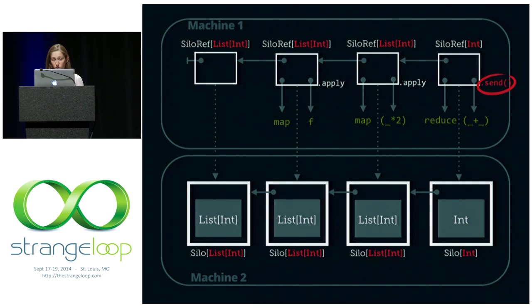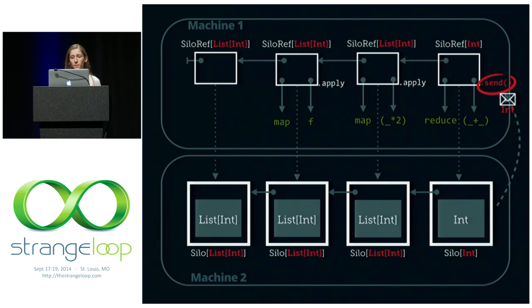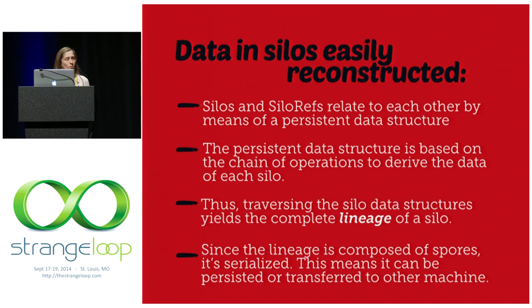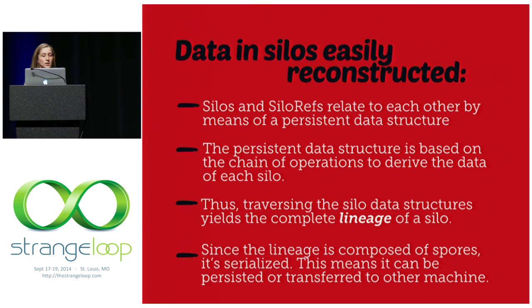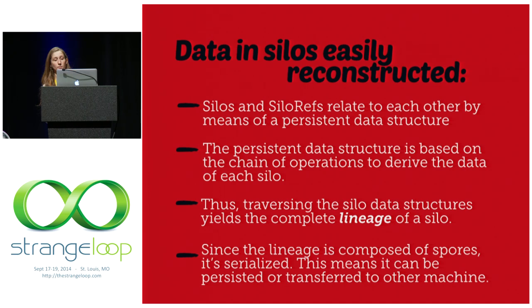So actually what you end up having is this persistent data structure that you build up. And so if you want your system to be fault tolerant, which means if something crashes or fails, you want to be able to restart something and rebuild what you lost, it's pretty easy, actually, given the structure and the way things are built up, to reconstruct one of these silos, because these silos and silo refs relate to each other via this persistent data structure. You have this tree-like structure, and you have all of the operations that you need to derive the data that you are looking for as your result.